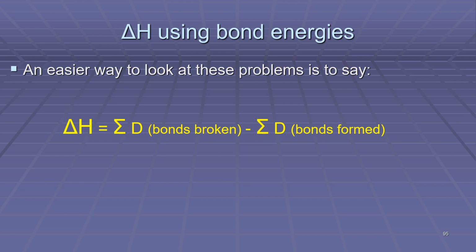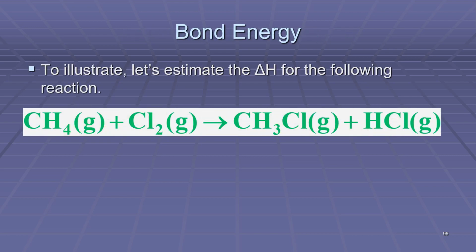Like I was saying, if you have the bonds broken from the reactants minus the bonds formed in the products, this is probably the easiest way to look at it. The delta H for the overall reaction is the sum, sigma means sum, of the bond energies for all the bonds broken, minus the sum of all the bonds formed in the products. You can look and see which bonds are being broken, look up the values, and do this calculation. All right, so let's look at this example.